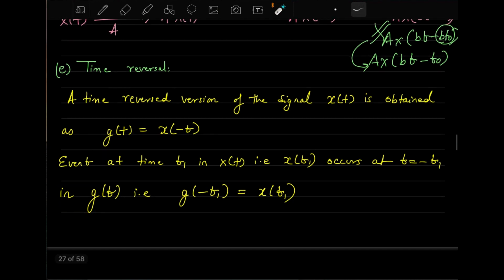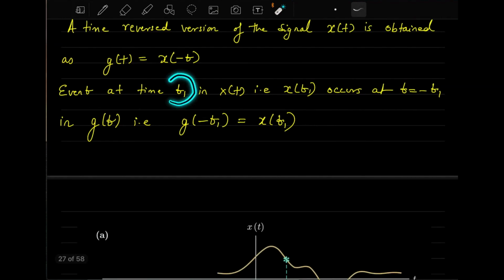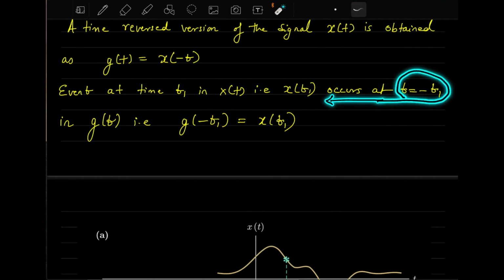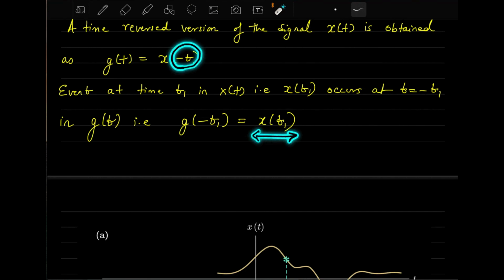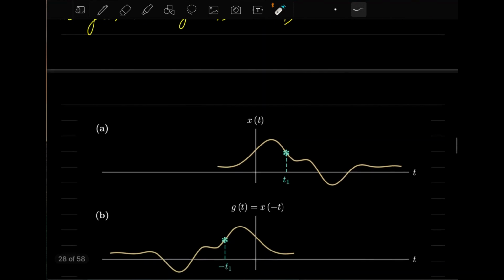So specifically what we are trying to say is that any event t1 which is occurring in x(t), and that we are calling x of t1, will occur at time t equal to minus t1 in g(t). If you put t equal to minus t1 here, then this will become x of positive t1. So by seeing this figure, you can say that whatever value you are getting at positive t1 will happen at minus t1.